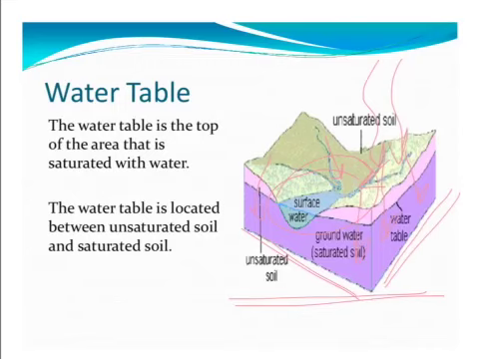So, this water that is located underground will saturate the soil. Now the water table is the top of the saturated soil. As you can see, the area in the pink represents the water table. As you can all see, the water table is located between unsaturated soil and saturated soil.